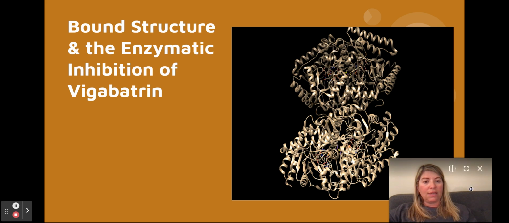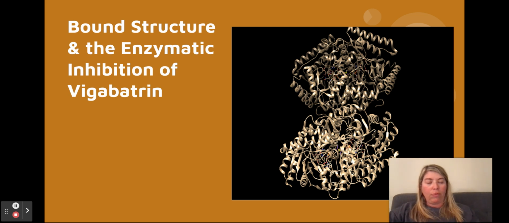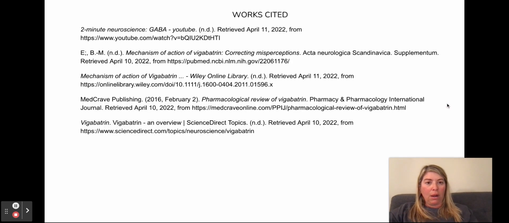Okay, so then this slide shows the bound structure from the software of the enzymatic inhibition by Vigabatrin. You can sort of see if you look deep in the middle, the red and blue, and you can play around with it on the software. And that's just the work I did.